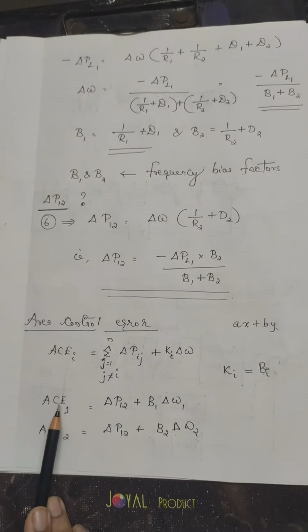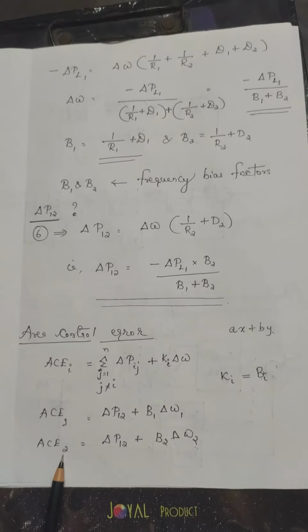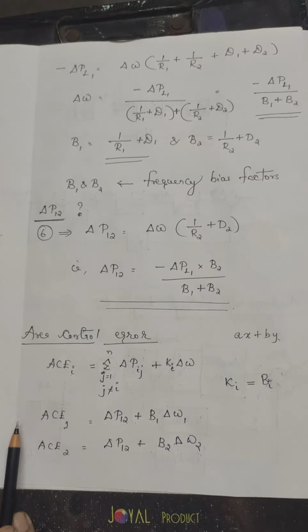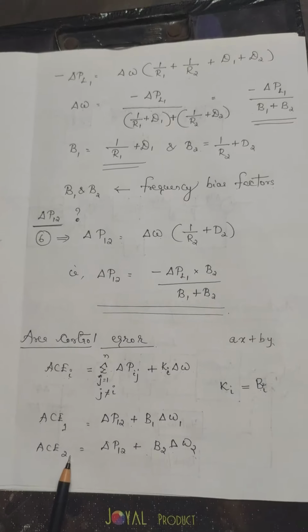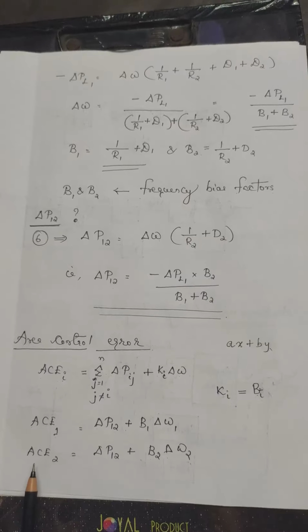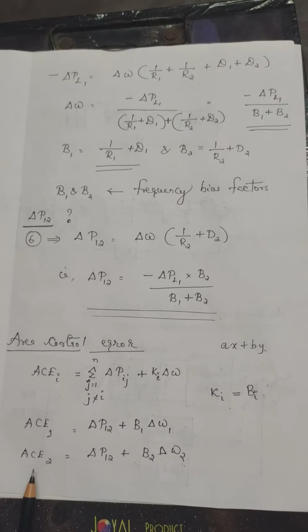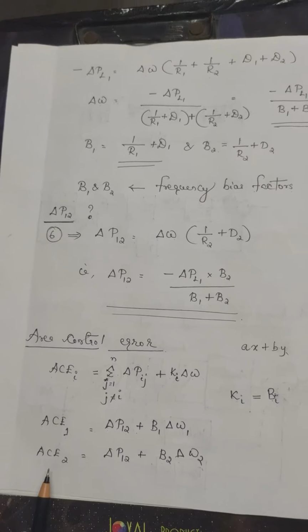So we will calculate area control error for each area, and the integrated value of area control error is used as the reference power that is to be fed to the speed governing system.